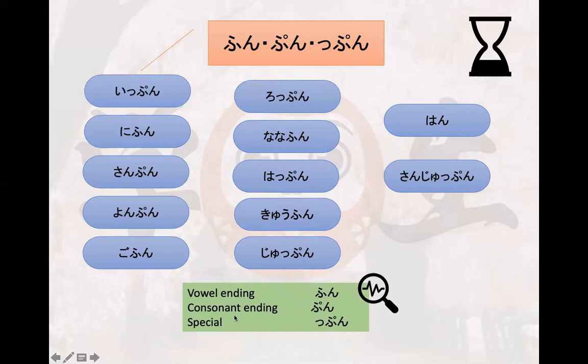Now, all consonant endings are pun, single P. For example, san, pun: S-A-N, and N is a consonant, so sanpun, yonpun. And then, all the special ones, those that don't end in a vowel or a consonant, you read with a small tsu, pun. Small tsu, pun. For example, 1 minute, ippun. 6 minutes, roppun. 8 minutes, happun. And 10 minutes, juppun. There.